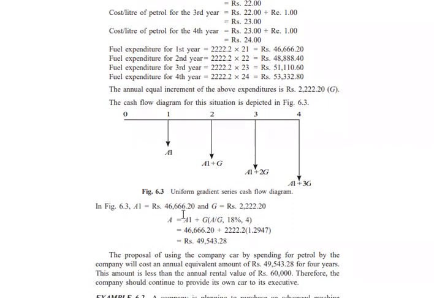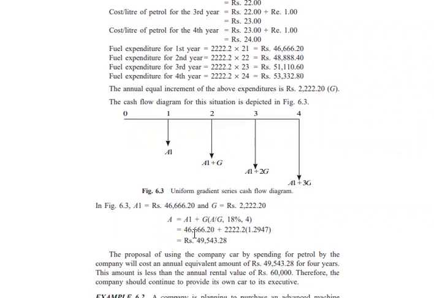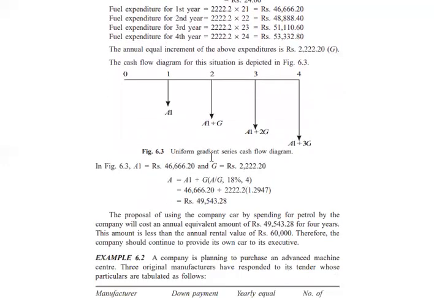Okay, so with this now, we got the A1, and then you got G. So now you can calculate A. So A will be, you can use the same formula, A1 plus G with the factor A by G, 18 percentage and 4. 4 is the number of years, 18 is the interest.